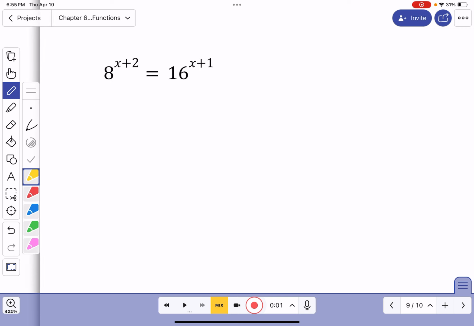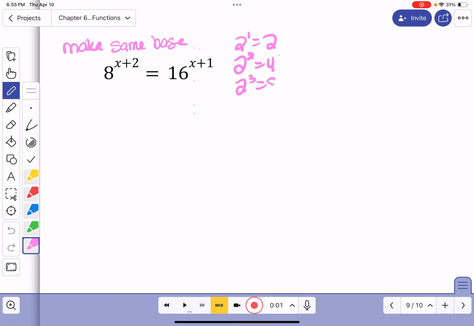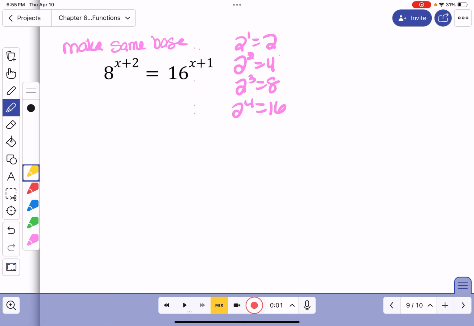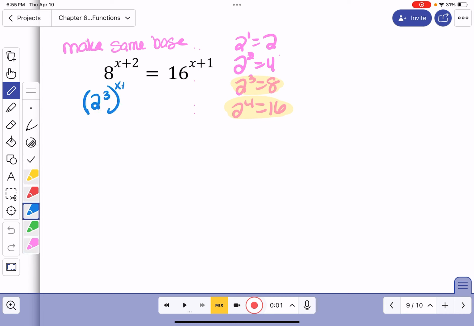Now let's see what happens if the base is not the same. Well, we're going to try to make it the same. The way we do that is we try to find different powers that equal the same thing. For example, 2 to the first is 2, 2 squared is 4, 2 cubed is 8, 2 to the fourth is 16. So here, 8 and 16 can both be written with a base of 2. Instead of 8, I'm going to write 2 to the third. Instead of 16, I'm going to write 2 to the fourth, because those equal the same things.